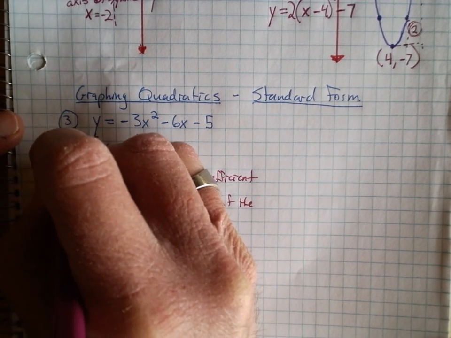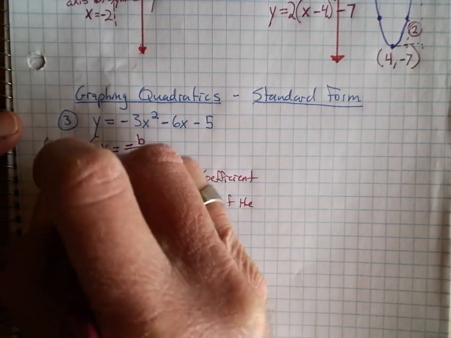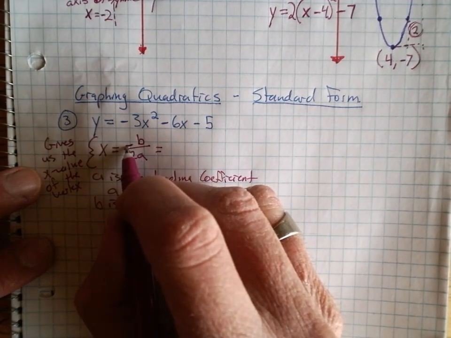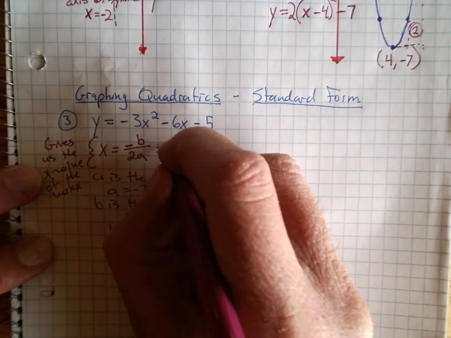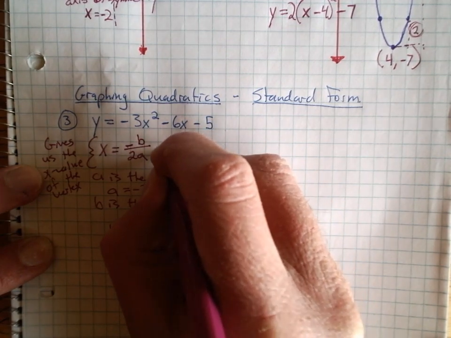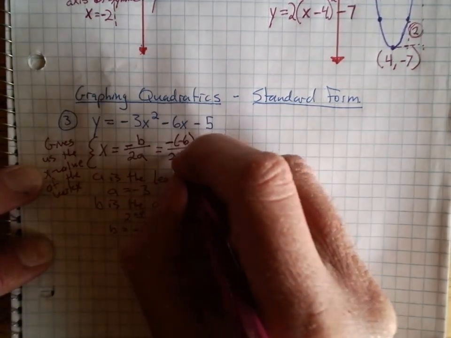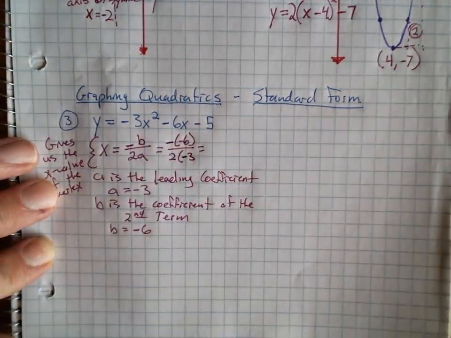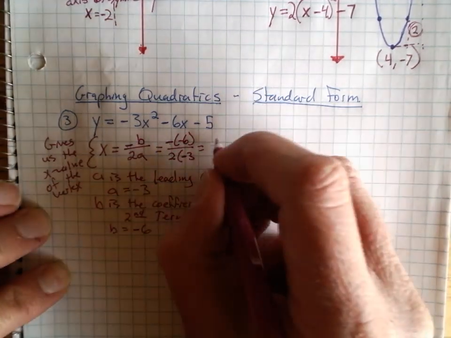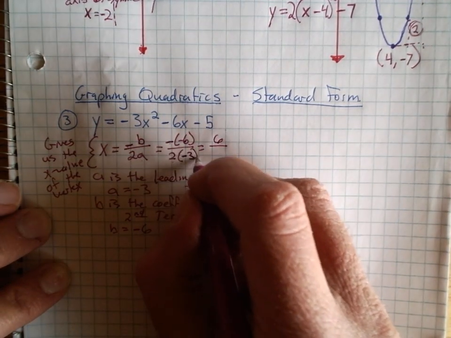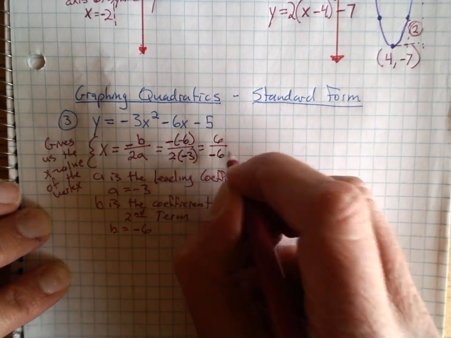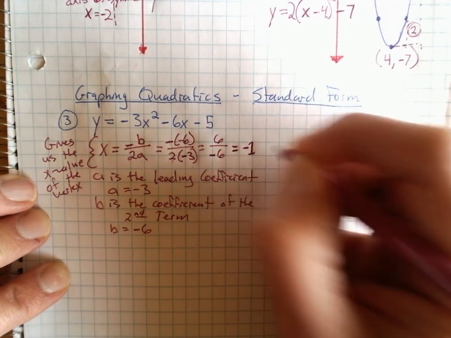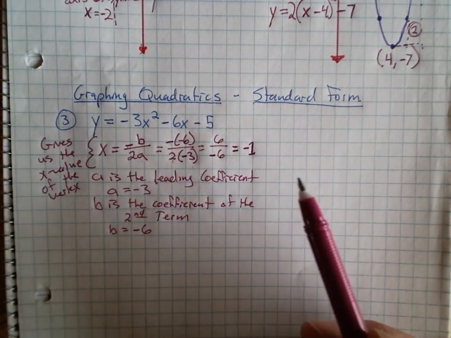All right, so it's negative b. Well, b is -6. That means it's going to be negative -6 over 2 times a, which is -3. So then when we do this, we have -6 is a positive 6 over 2 times -3, which is -6. 6 divided by -6 is -1. So here we are. We now have the x value of the vertex, which is -1.